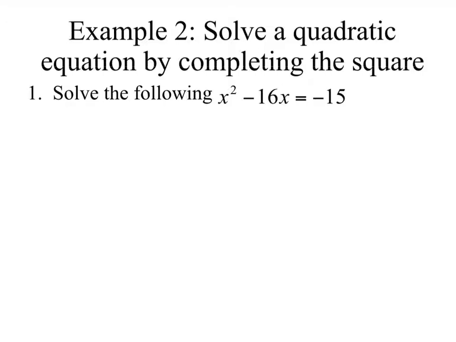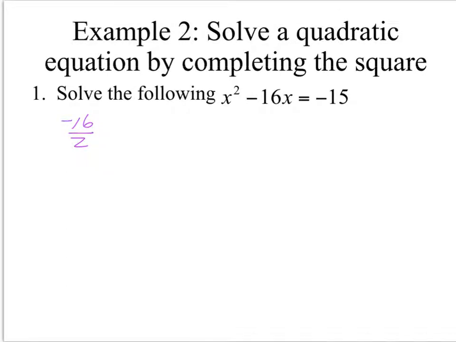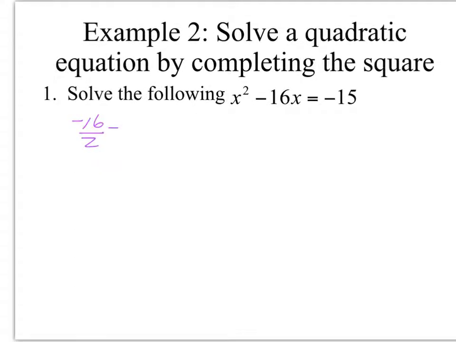So off we go. First thing I'm going to do is take b, which is negative 16. I'm going to divide it by 2, which is negative 8. I'm going to square that, and I get 64. So just like before, 64 is going to be our c value. So x squared minus 16x plus 64.